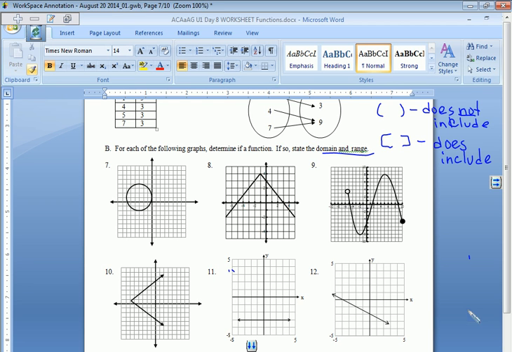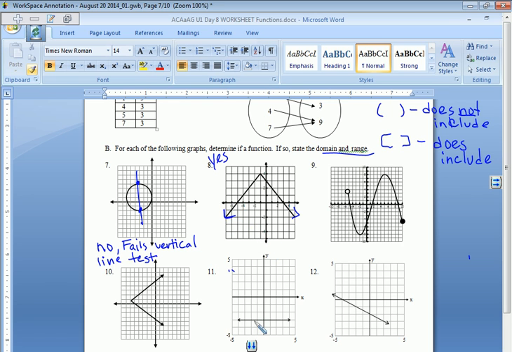Okay, so is 7 a function? No. It fails the vertical line test. And because it fails the vertical line test, that tells us that there is an element of the domain that is paired with multiple, more than one, elements of the range. Right? Okay. 8. Function. Yes. Okay. I want you to add arrows to the ends of this because I failed to do so.